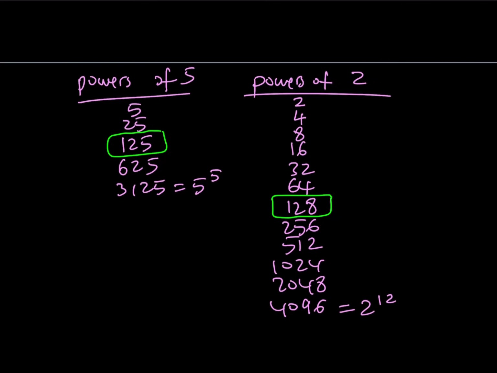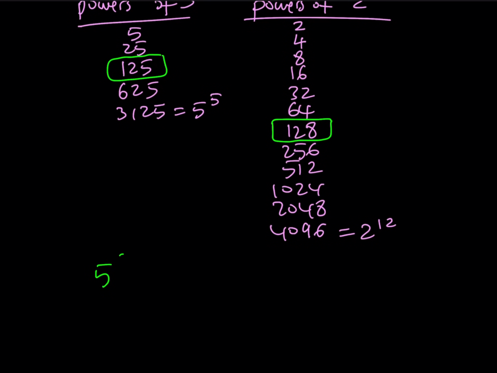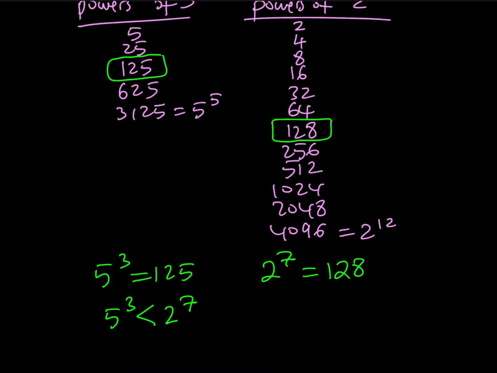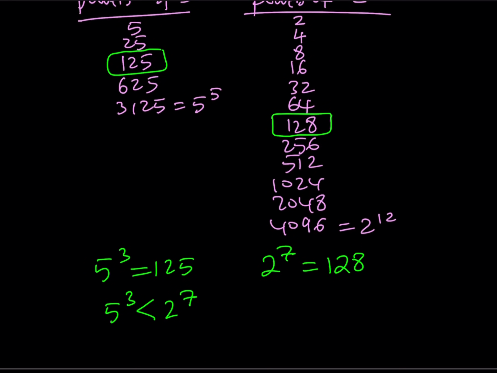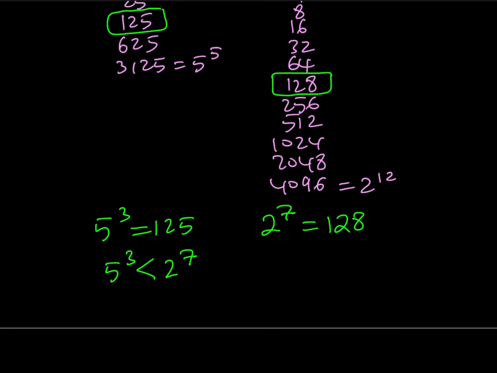So I have 5 to the 3rd power, which is equal to 125, and I have 2 to the 7th power. Obviously, if you calculate that, it's going to be 128. And I know that 5 to the third is less than 2 to the seventh. But guess what? They're pretty close. So that's kind of nice. Great. Now, here's the million-dollar question.